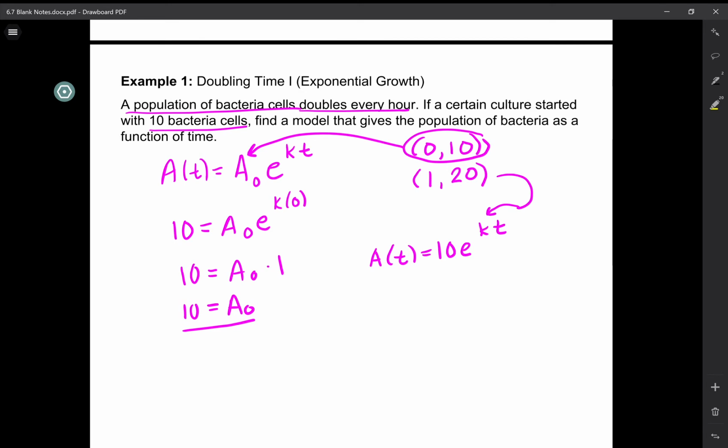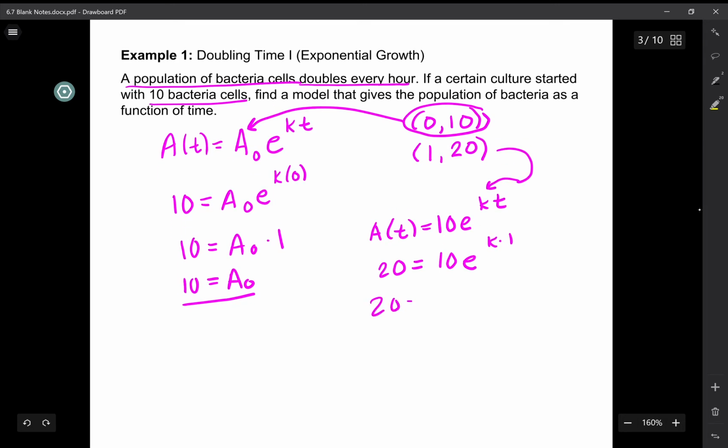So let's plug in the point (1, 20). 20 is our amount. That's equal to 10 e to the k times 1. Let's write that more neatly: k times 1. So that's the same as 20 equals 10 e to the k. Solve this for k. Divide each side by 10. We get 2 equals e to the k.